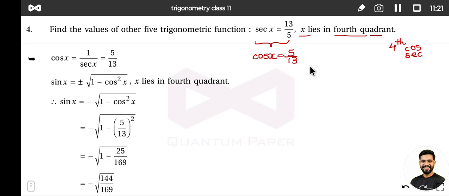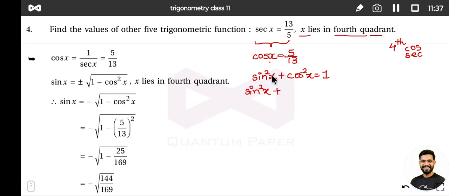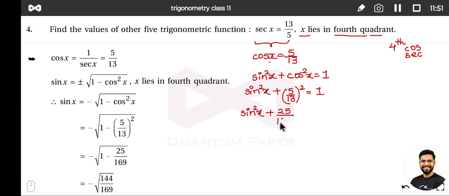Now let's find out the other 4 ratios. We have the value of cos x, so we'll apply the first identity, sin square x plus cos square x is equal to 1. So sin square x as it is, plus the value of cos x, which is 5 upon 13, the whole square, is equal to 1. So sin square x plus 5 square, which is 25, upon 13 square, which is 169, is equal to 1.